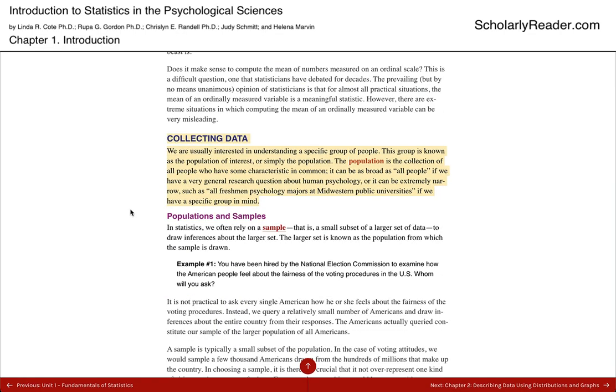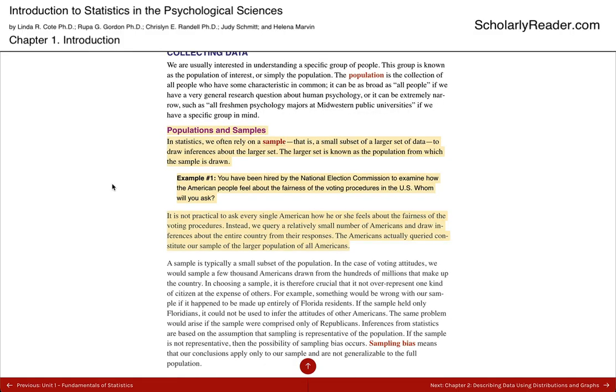Collecting data. We are usually interested in understanding a specific group of people. This group is known as the population of interest, or simply the population. The population is the collection of all people who have some characteristic in common. It can be as broad as all people, if we have a very general research question about human psychology, or it can be extremely narrow, such as all freshman psychology majors at Midwestern public universities, if we have a specific group in mind.